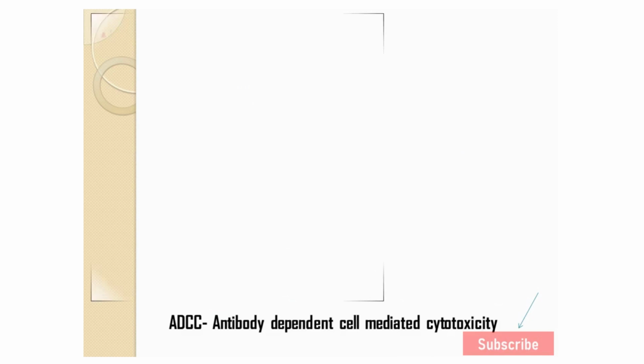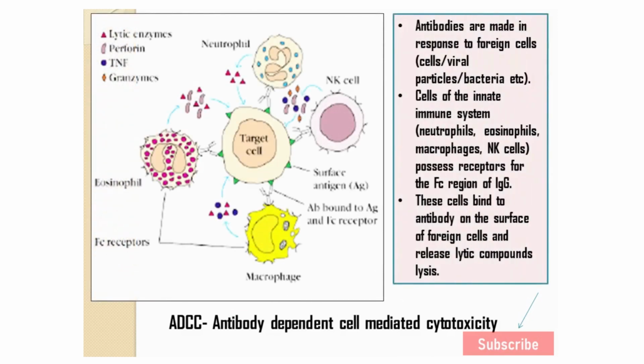Antibodies are made in response to foreign cells such as viral particles and bacteria. Cells of the innate immune system like the neutrophils, eosinophils, macrophages, natural killer cells, etc. possess receptors for the Fc region of IgG. These cells bind to the antibody on the surface of foreign cells, and this leads to the release of lytic compounds and finally lysis of the target cells. This phenomenon is known as the antibody-dependent cell-mediated cytotoxicity.